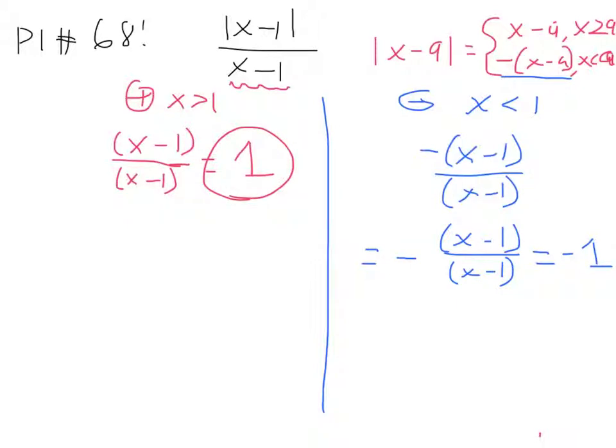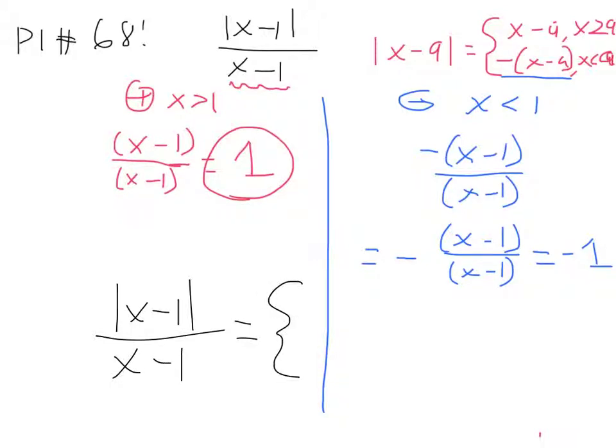This allows us to write this fraction, absolute value of x minus 1 over x minus 1, as a much simpler object that is now defined differently in these two regions. It is 1 anytime x is greater than 1. It is negative 1 anytime x is less than 1. And if x is equal to 1, it doesn't exist because we have that 0 on the bottom. And we're done.